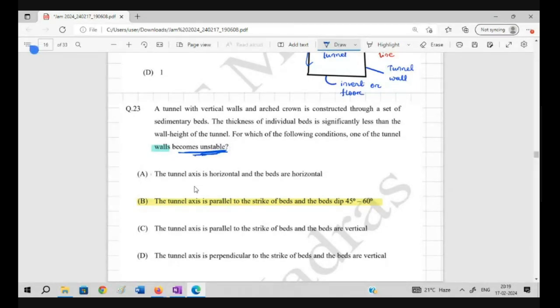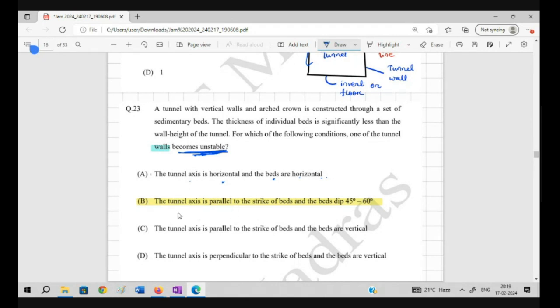You can see option A, it is given that when the tunnel axis is horizontal and the beds are horizontal, meaning both tunnel and bed are parallel to each other and both are horizontal, then it should be the most stable condition. Yes or no? Option A should be the most stable condition, but we are dealing with the unstable condition, so it cannot be the answer.